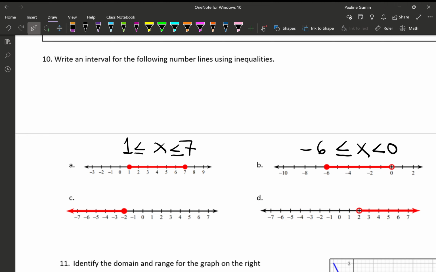Now letter C is different because there's no end here. It's just an arrow. Arrows mean infinities. Now, this is going to the left. The numbers are getting smaller and smaller until the end of time. So that means it's negative infinity. Closed circle on X, -2.